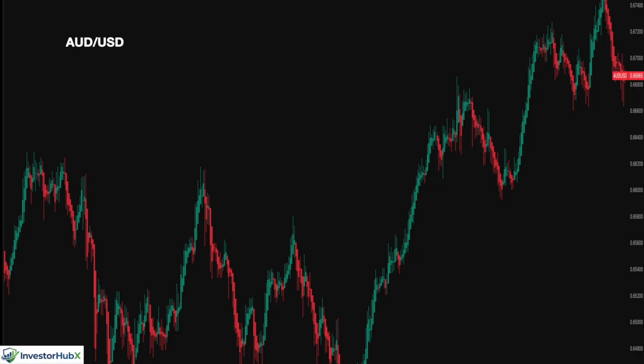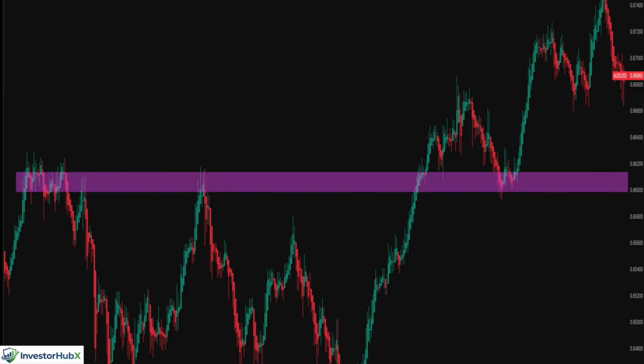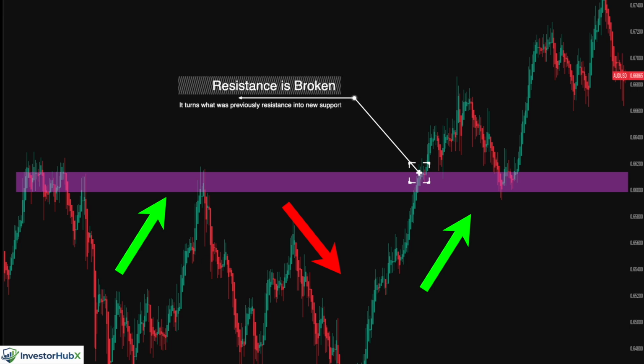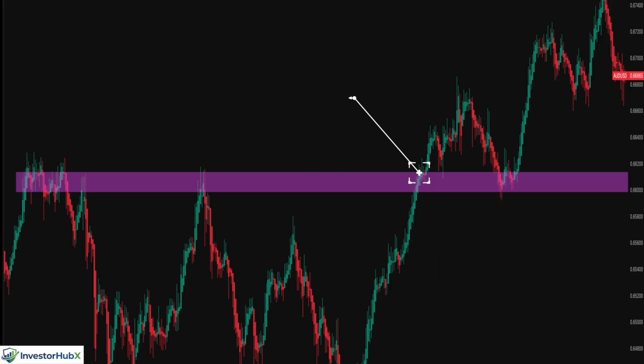This is an example of the Aussie. In this area, we can see multiple rejections, which immediately tells us this is an important level. It's an obvious level. When price moves up into it, it gets rejected. And notice how price moves away from the level. These moves are strong and decisive. Later on, when price moves up again, it breaks through the level and turns what was previously resistance into new support. This behavior makes this level an A+ level.